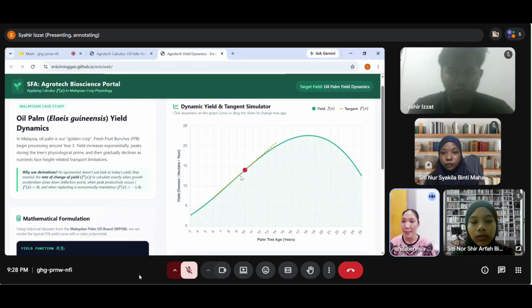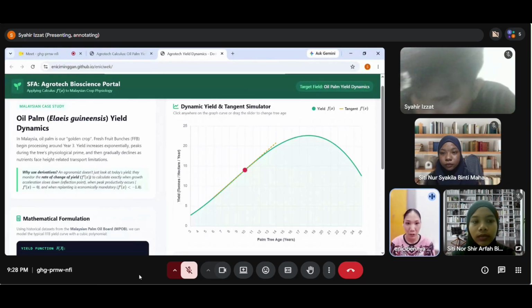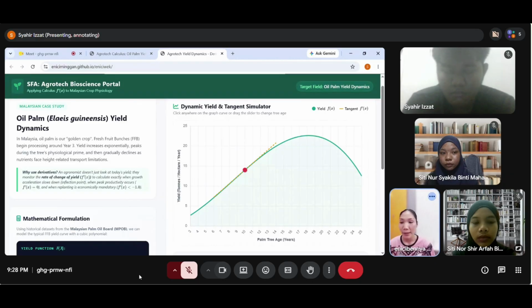Today, I will present an interesting study titled Applications of Calculus Derivatives in the Crop Physiology of Palm Yield Dynamics in Malaysia. Our topic is about oil palm. In Malaysia, it is our golden crop. Usually, trees start producing fruit at age 3. The yield increases fast, reaches a peak, and then slowly drops as the tree gets taller and nutrients are harder to transport.